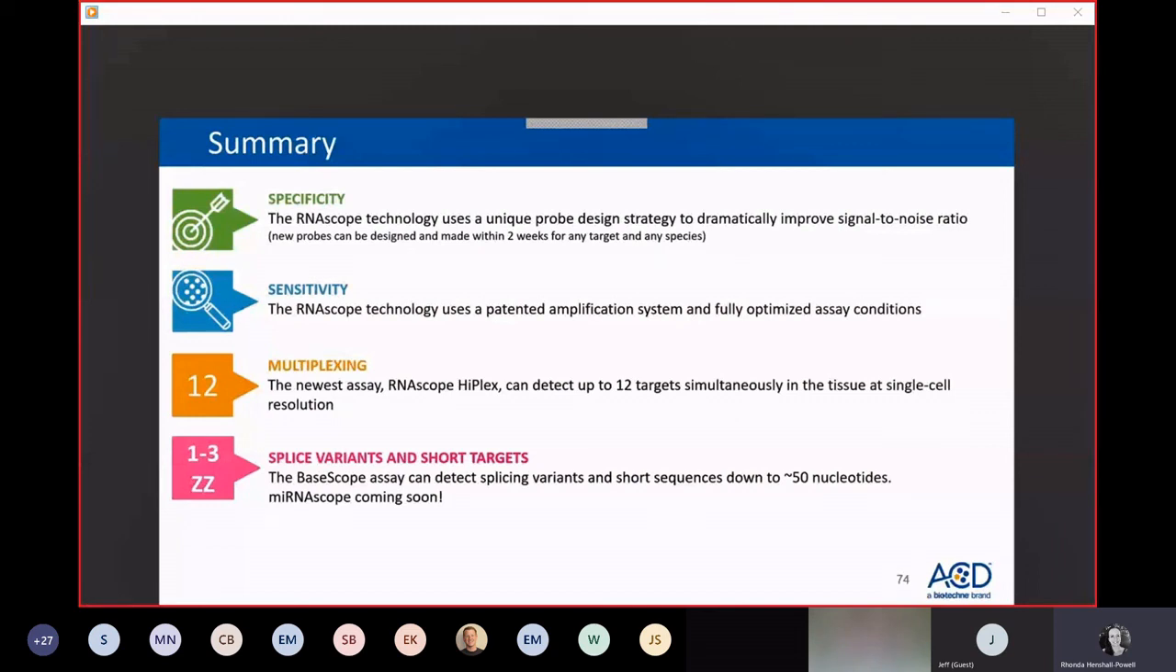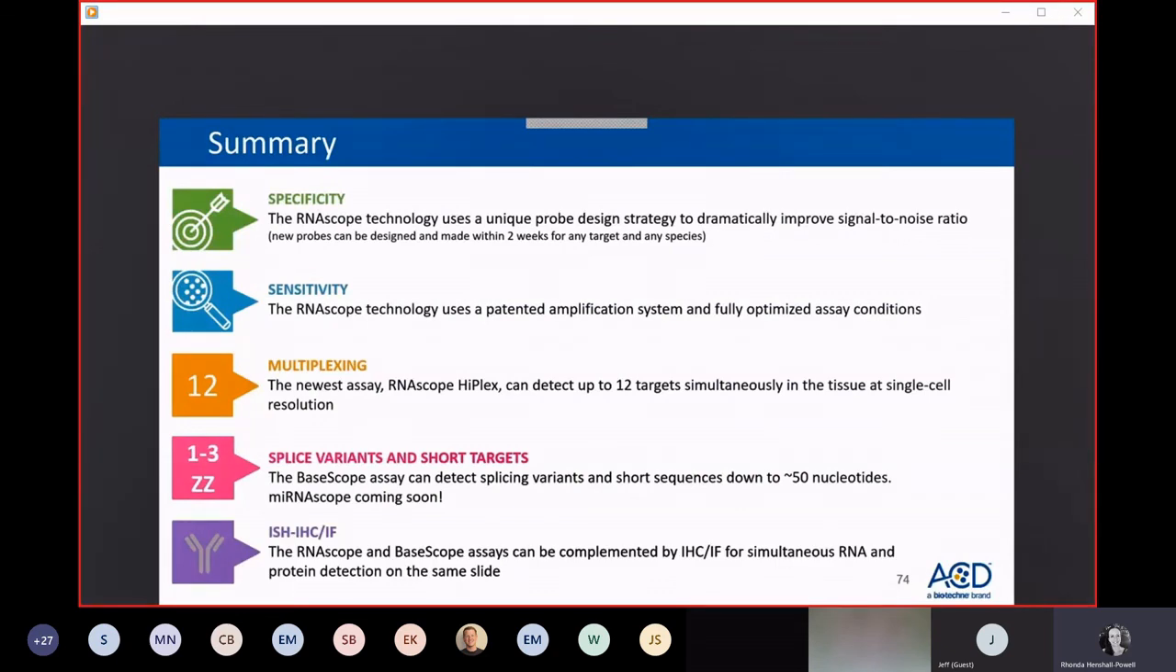If you're interested in mature microRNA, or if you're using ASOs or silencing RNAs, really, really short RNA species are soon going to be detectable with microRNAscope. And you can combine RNAscope, Spatial, whatever RNAscope type of chemistry you're running with an immunostain at the end if you're interested in looking for RNA and proteins together.